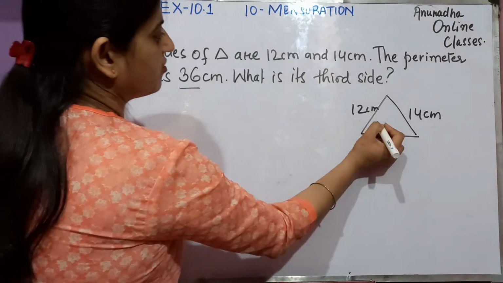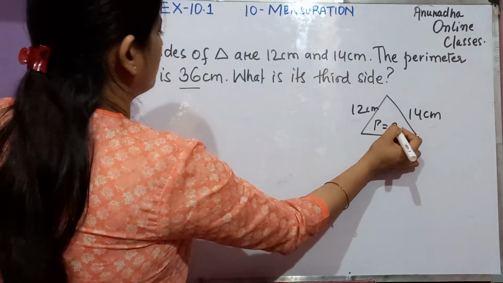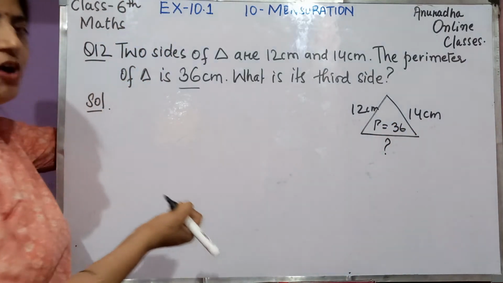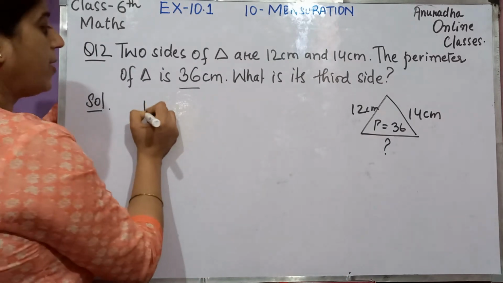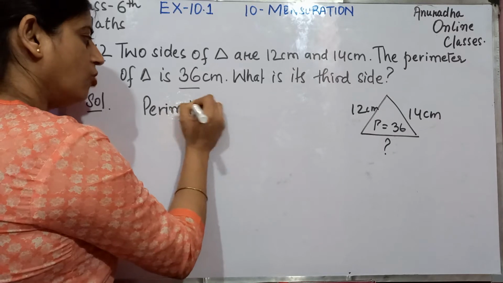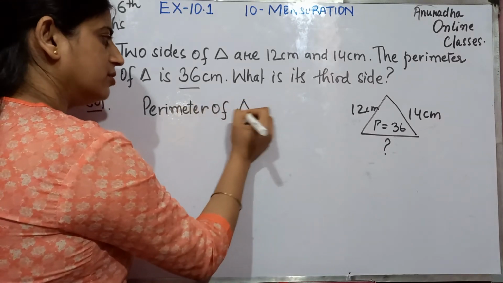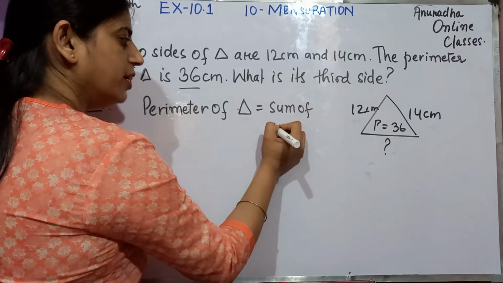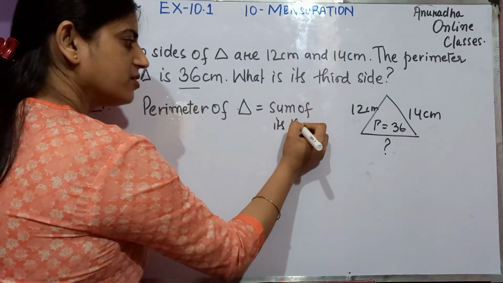One more thing is given, that the perimeter is given to you. How much is it? 36 centimeter. You have to find out the third side. Now how will you find out? See children, the perimeter of a triangle is equal to the sum of its three sides.